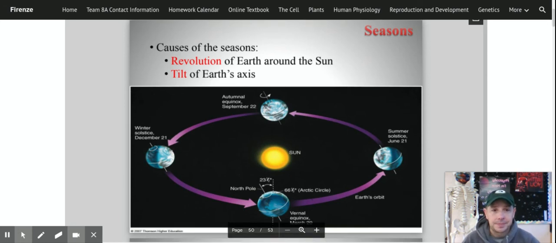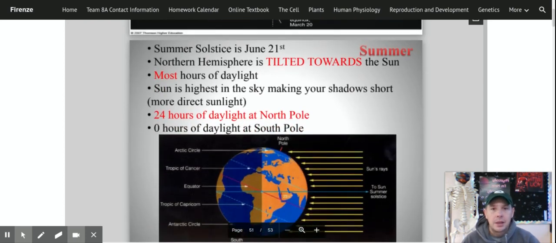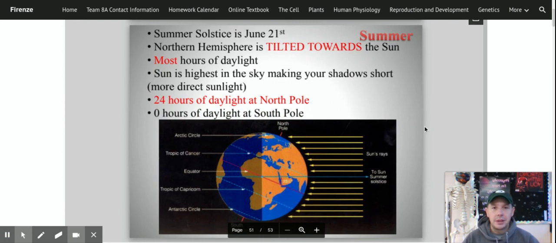So let's take a look. Summertime. The summer solstice, or the first day of summer, where the North Pole is pointed towards the sun, okay, and is tilted towards the sun, is the day we get the most hours of daylight here in the northern hemisphere.